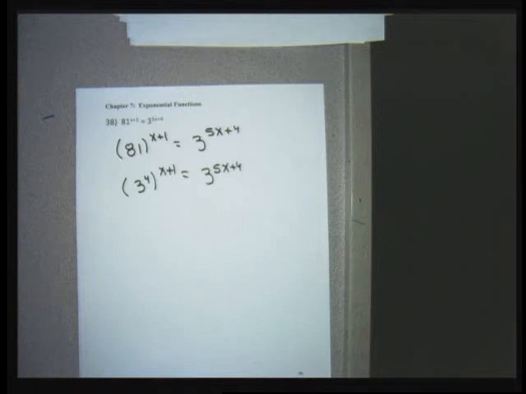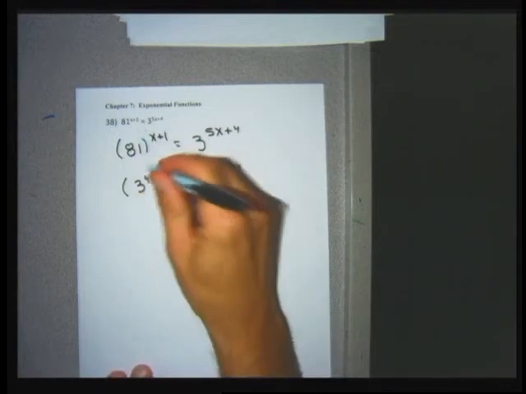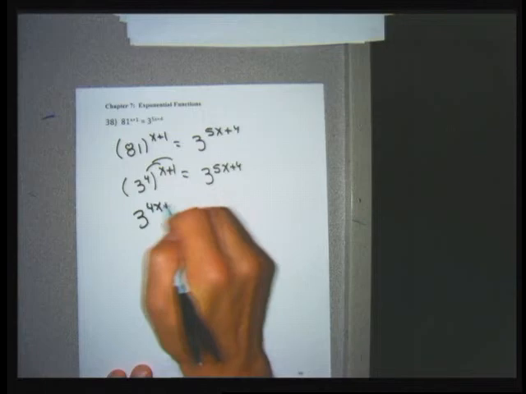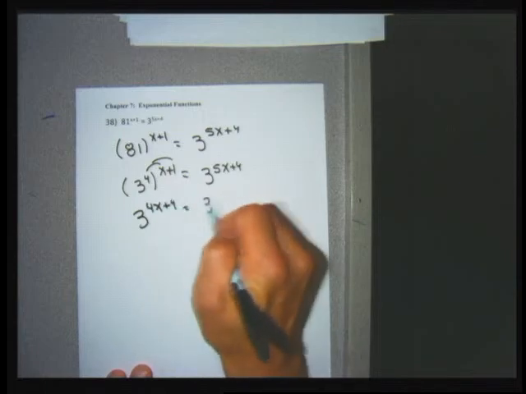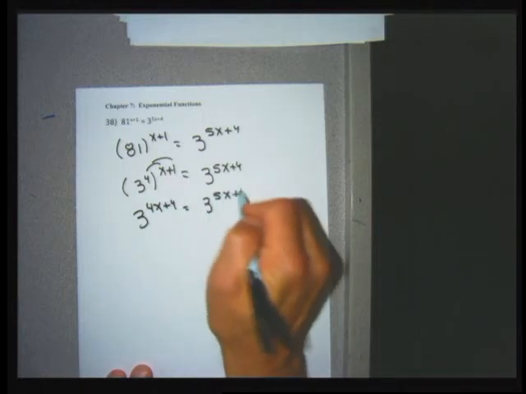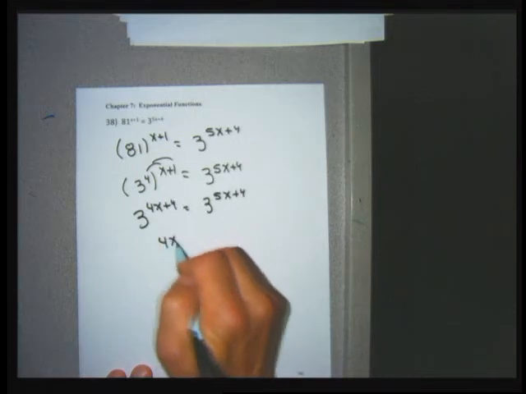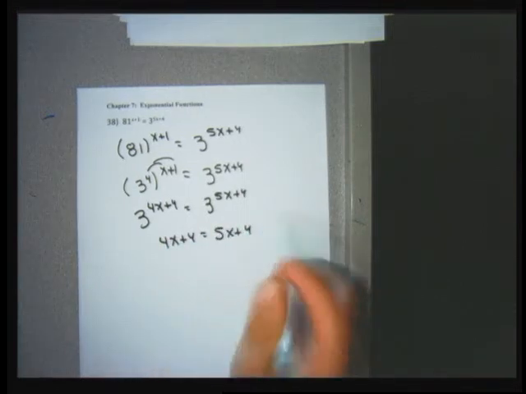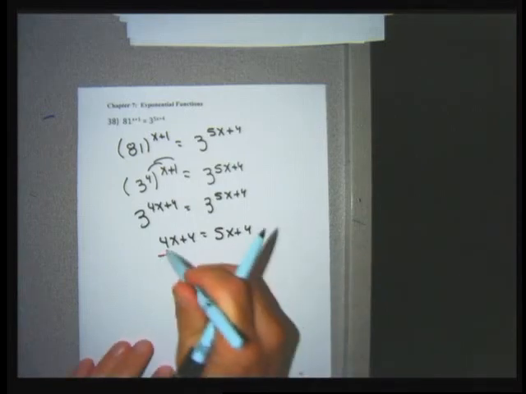So every problem in section 7.2, there's supposed to be a way that's not too terribly hard to make each side have the same base. Now I'm going to multiply the exponents, 4 times x and 4 times 1, and get 4x plus 4. Now I'm going to set the exponents equal to each other. I'm going to minus 4x and minus 4 from both sides.